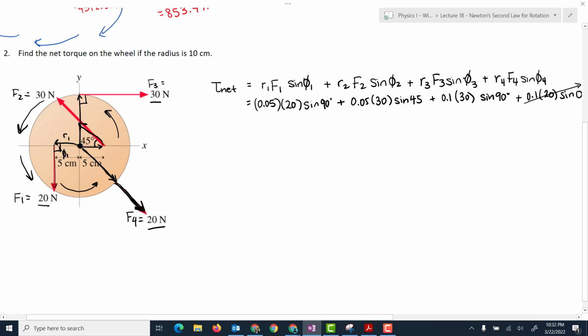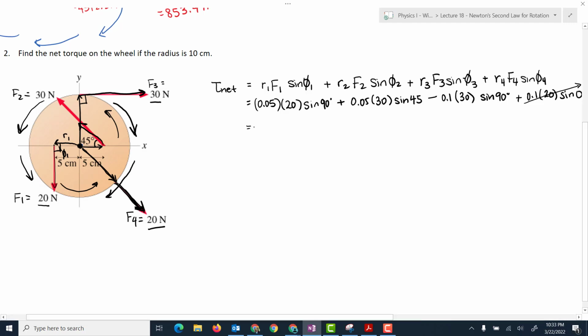For F3, if I pull in this direction, which way is it going to cause the rotation to occur? It's going to make it rotate this way. And that direction is clockwise, and that's the negative direction. So this last term here should really be a negative, like that. And the final force, F4, is not causing a rotation at all. That whole term becomes 0, so we don't even need to worry about it.